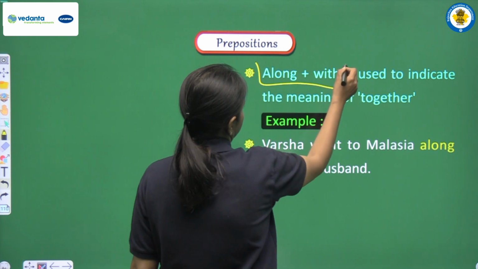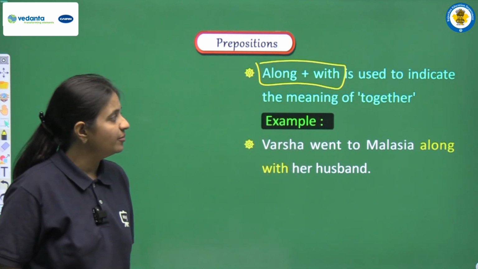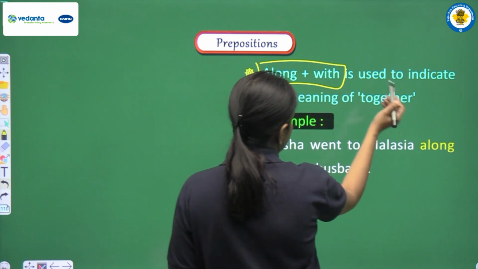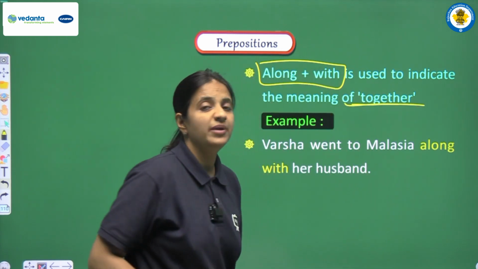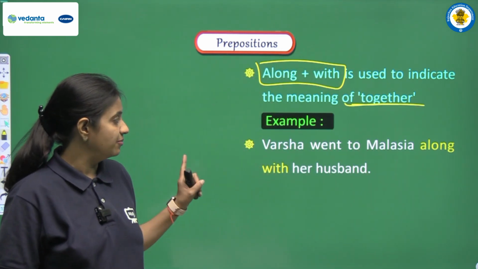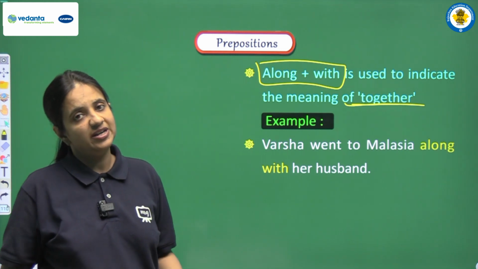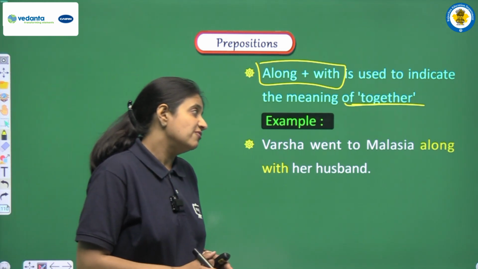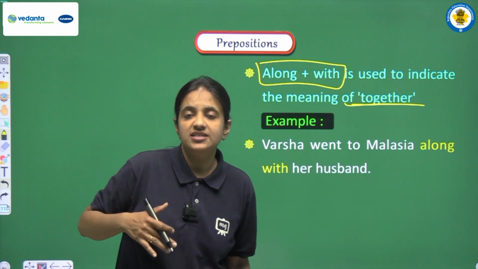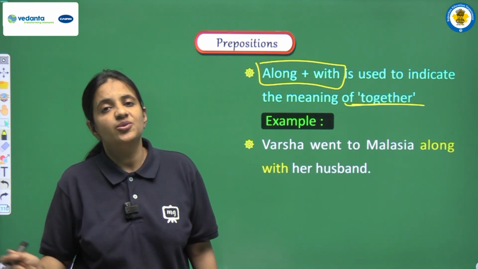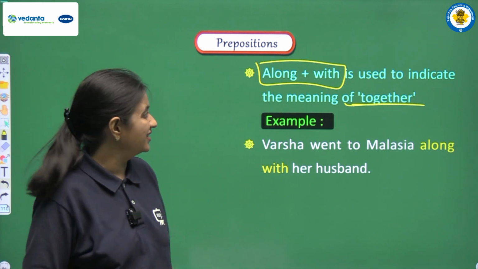Along plus with. It is used to indicate the meaning of together. So if in a sentence we are having along plus with, then we can have the meaning of together. Let's see the example. Varsha went to Malaysia along with her husband. So we are saying that Varsha went to Malaysia, you know, we can say together with her husband. So we are having along plus with. So it is having the meaning of together.